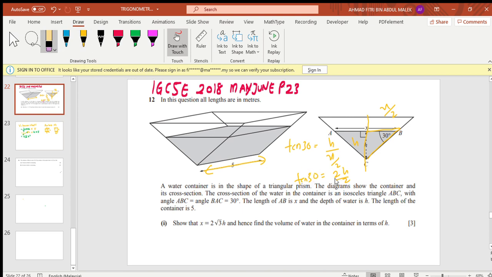Then compare with your answer here. You already got h here, and you already got x. So where do we get the root 3? Look, you have tangent 30 there. So how do we get tangent 30? Just remember, tangent 30 is what?